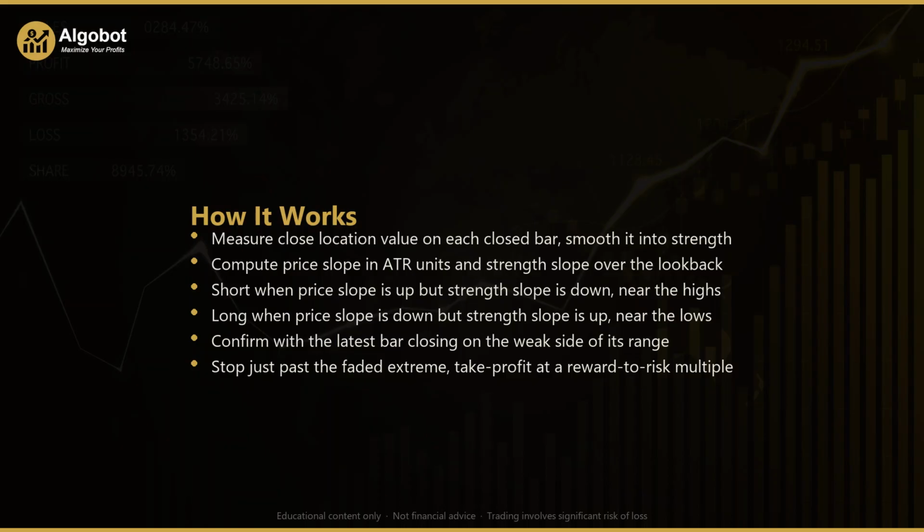The long is the exact mirror. Price slope falling, strength slope rising, price near the bottom of the window, and the latest bar closing strong, above 1/2. When those align, the EA buys.